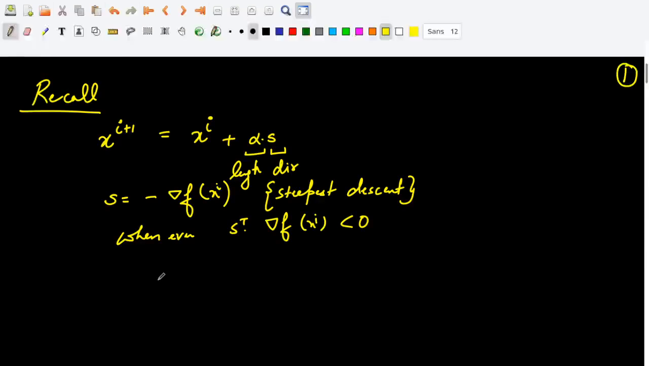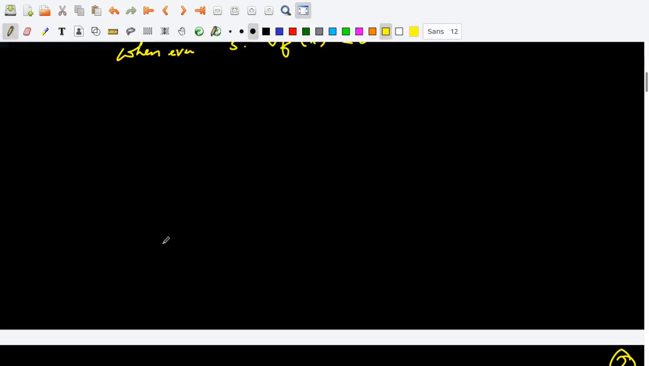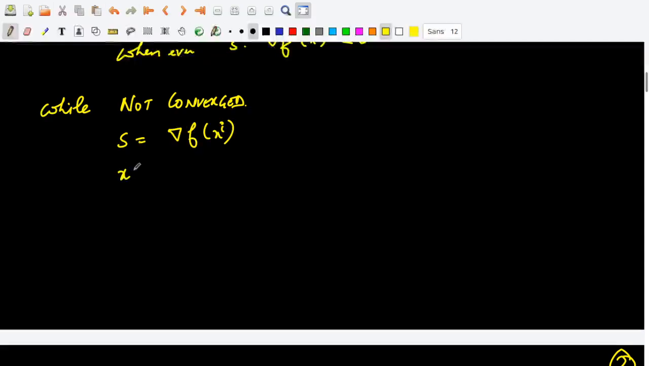So my unconstrained optimization algorithm would start looking like this: while not converged, S is equal to gradient of f at x_i, x_{i+1} is equal to x_i, here's a minus, that's a very important thing, plus alpha times S, and i equal to i plus 1.